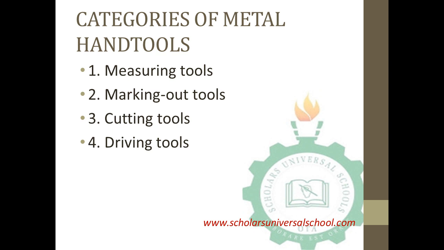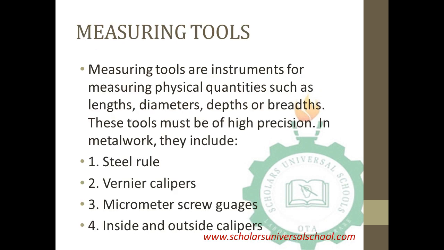The categories of metal and tools. We have the measuring tools, the marking out tools, the cutting tools, and the driving tools. These are basically the four processes in producing metals: measuring, marking out, cutting, and driving. And each section has its own tools. The first we'll be treating is the measuring tools.